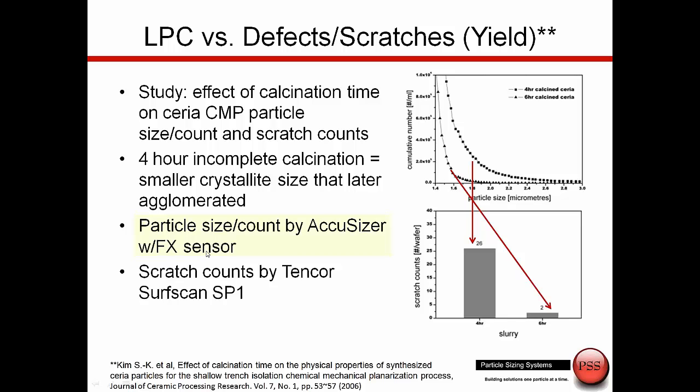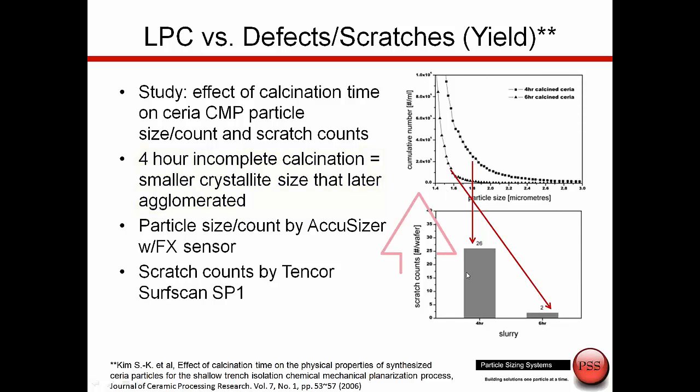In the next study, again this data is collected by the AccuSizer, this time with the FX sensor, and here we're looking at data from ceria CMP slurries. The difference was in the creation of the CMP slurries, the effect of calcination time on the large particle count, as you see here. There was a 4 and a 6 hour calcination time for these two different slurries. As we see, the 6 hour calcinated slurry has much fewer particle counts than the 4 hour. What was surprising is that there was actually a smaller crystalline size for the 4 hour calcination time slurry, but these smaller crystallites then aggregated much more easily and created the higher large particle count.